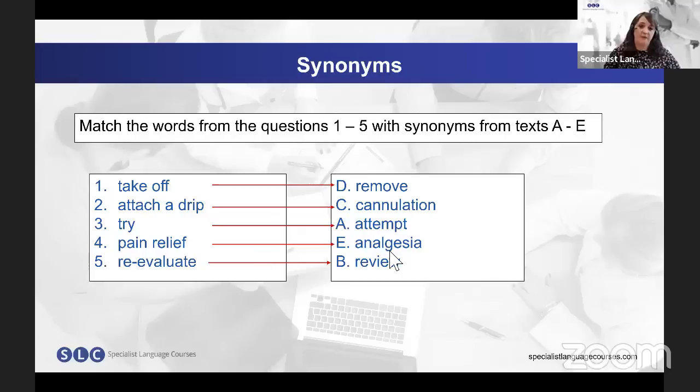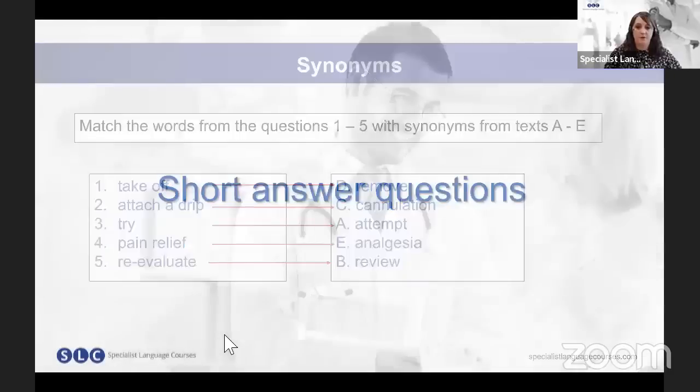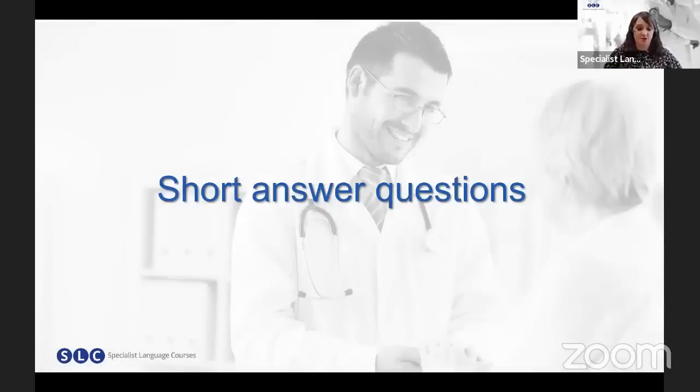Number 4, we have pain relief. So we've got an example of pain relief as analgesia. And number 5, we've got reevaluate and review. So 2 verbs there. All right, so we've had a look at gap fill questions and how you can use your grammar knowledge and prediction strategy to help you answer those questions.